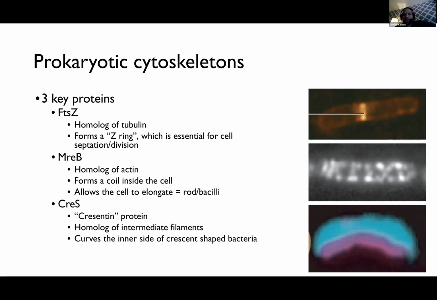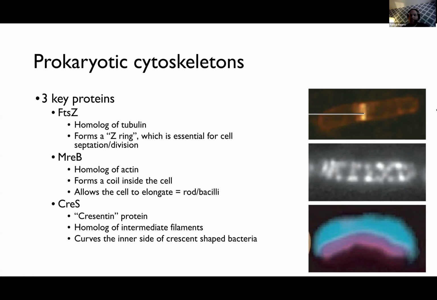When we're thinking about our prokaryotic skeletons, there are three key proteins that we need to discuss. The first is FtsZ, which is a homolog of tubulin. For those of you that have heard of tubulin before, you're probably thinking, where do I know that from? Well, you should know that because that's part of your cytoskeleton. Your cytoskeleton is made of tubulin, and I say your cytoskeleton as in the skeleton of your cells, not your body skeleton. What this does is form a Z ring, which is essential for cell separation and division.